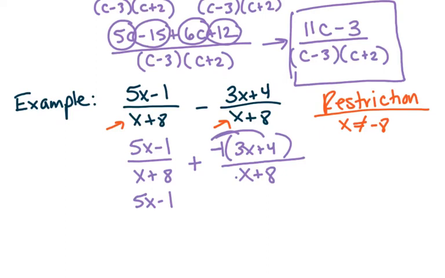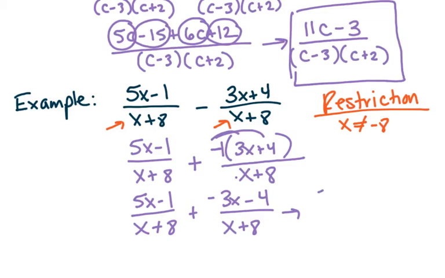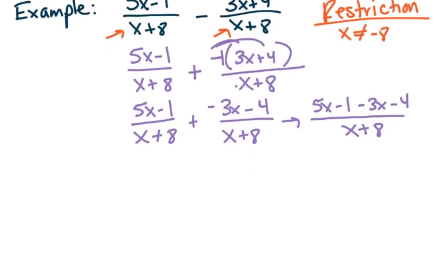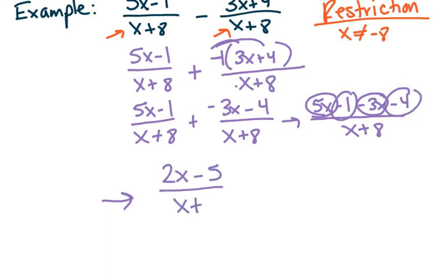So 5x minus 1 over x plus 8 plus negative 3x minus 4 over x plus 8. And I'm just going to add the top, so 5x minus 1 plus negative 3x, or just minus 3x minus 4 over x plus 8. And then 5x minus 3x is 2x. Negative 1 and negative 4 is negative 5 over x plus 8.